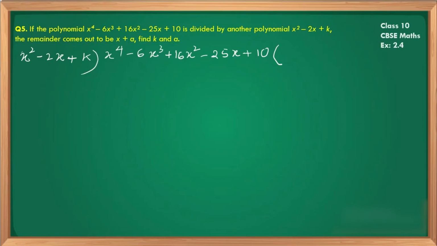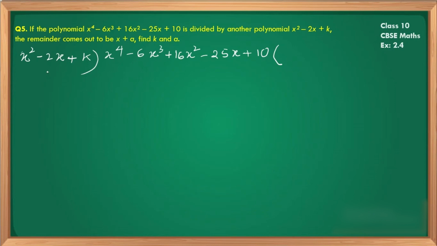Hello students, now we are going to solve question 5 of exercise 2.4. Now this polynomial is having 4 as degree, x to the power 4 minus 6x cubed plus 16x square minus 25x plus 10. And this has to be divided by x square minus 2x plus k. Now the question is simple. Now they want us to find out k and a by dividing this way.